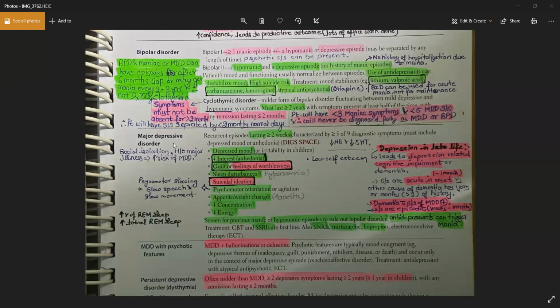Then you have major depressive disorder. For the diagnosis, you must have symptoms lasting more than 2 weeks, and at least 5 of the 9 symptoms must be present. The symptoms are the DIGS SPACE. The D means depression, which must be there. This is a must symptom. Second is the decrease in interest. Third is guilt, or the feeling of worthlessness. Fourth is basically sleep disturbance. It could be hypersomnia.